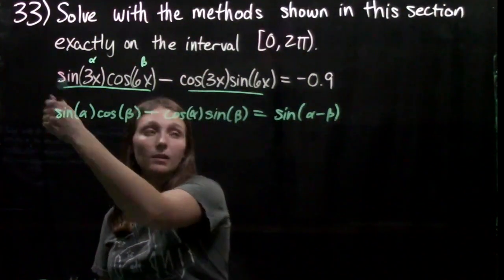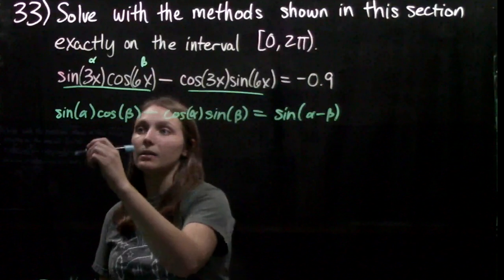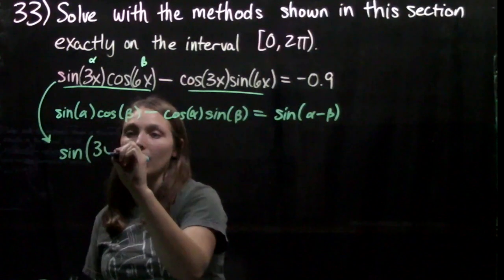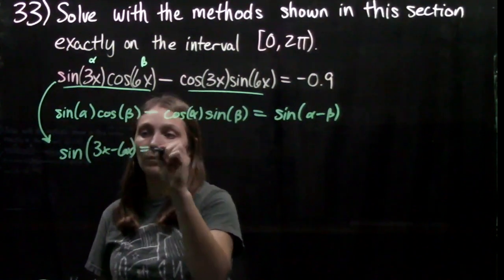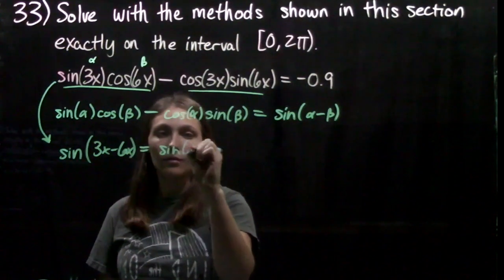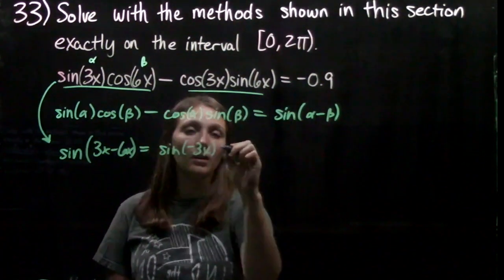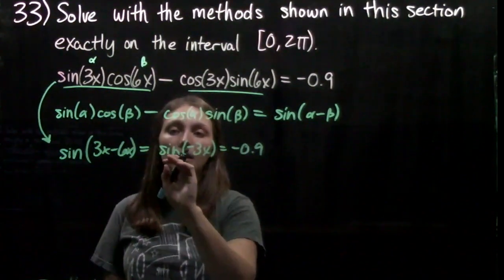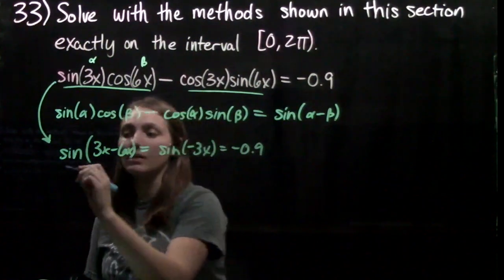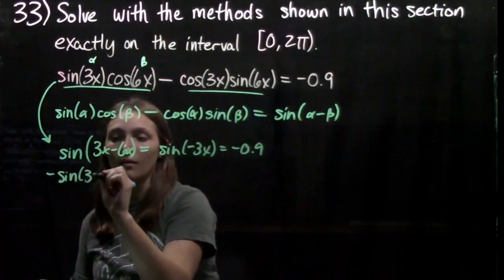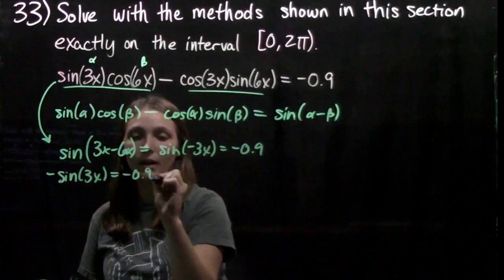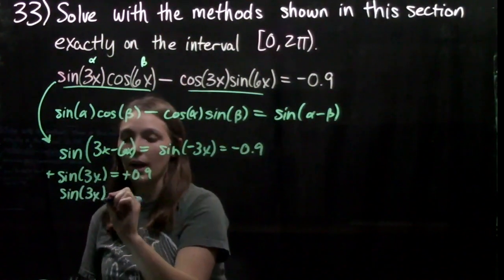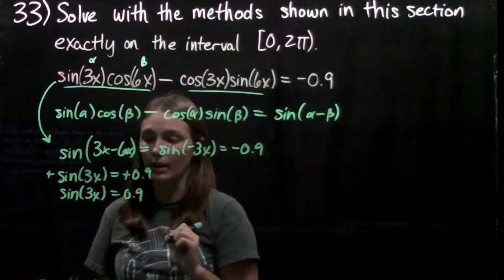So then we can rewrite this sine. If we have our alpha as 3x and our beta as 6x, we'll have this be transformed into the sine of 3x minus 6x equals sine of negative 3x. And that's going to be equal to our negative 0.9. And we can simplify this even further because we know that sine is an odd function. That means we can take this negative and bring it outside so that we have negative sine of 3x equals negative 0.9. And these negatives will cancel each other out. So then we're left with sine of 3x equals 0.9.